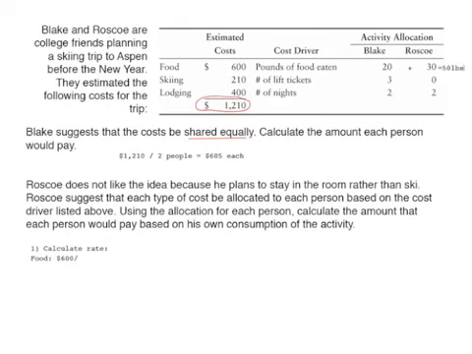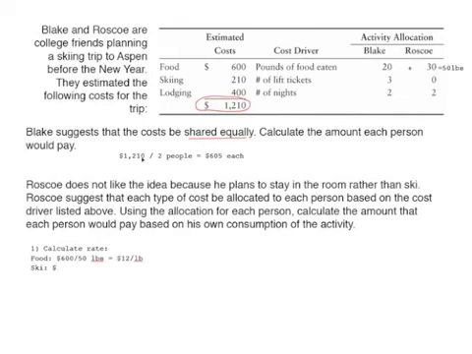So we're going to come back down here, and our food is going to be the $600 divided by the estimated total amount of food eaten, which is 50 pounds. That will give us our allocation rate per pound of food, which in this case is $12 per pound. So for each pound eaten by Blake and Roscoe, they will pay $12 in cost. We're going to do the same thing for both of the other two activities.